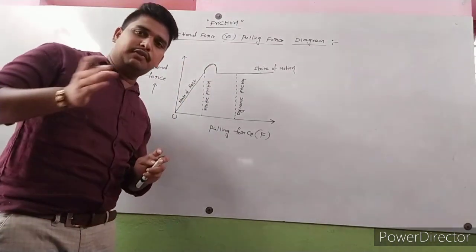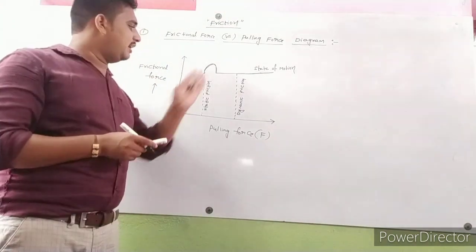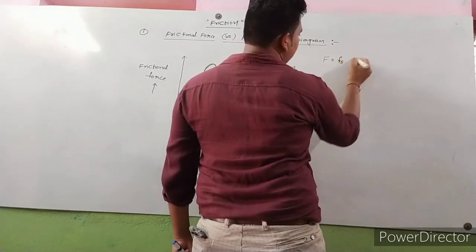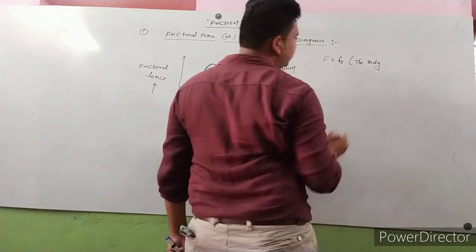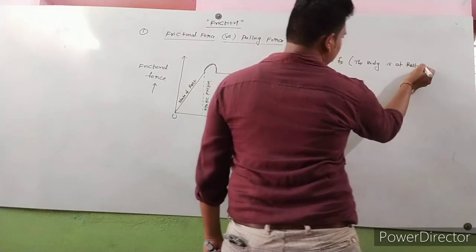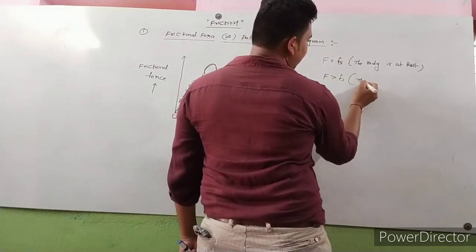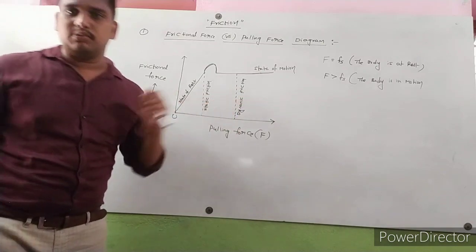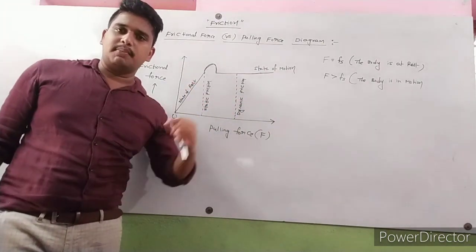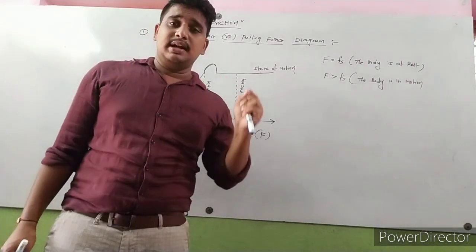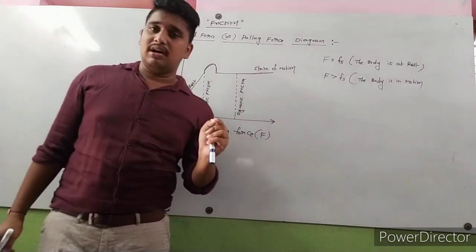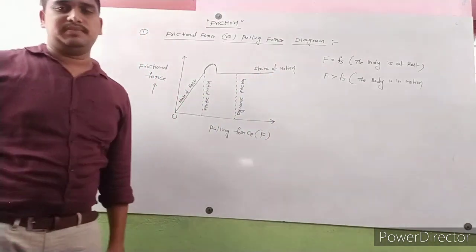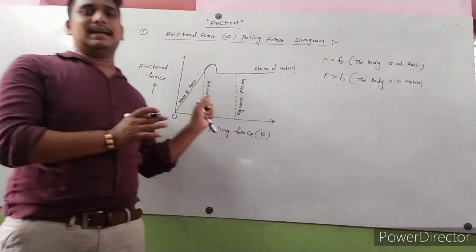After some time, the applied force increases. Then definitely the body is in motion. Observe carefully. If F is equal to Fs, the body is at rest. If F is greater than Fs, the body is in motion. Applied force is greater than frictional force, so the body is in motion. Whenever a body is in motion, the frictional force developed on the body is called dynamic friction or kinetic friction. This is nothing but the state of motion. So this is the overall diagram explanation.